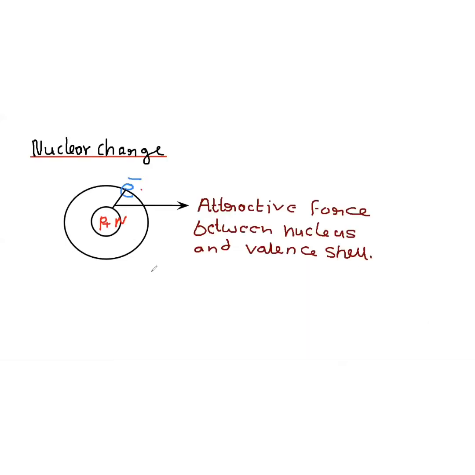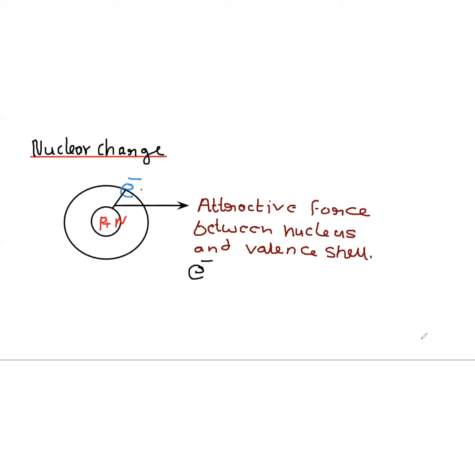Then the next property is known as nuclear charge. As you can see, this is the atom I have represented. In the center there is a nucleus. In the nucleus you all know there are protons and neutrons present, and in the outermost shell the electrons are present. So basically protons are positively charged and electrons are negatively charged. The attractive force between the nucleus and the valence shell electrons is known as nuclear charge, because opposite charges attract each other.